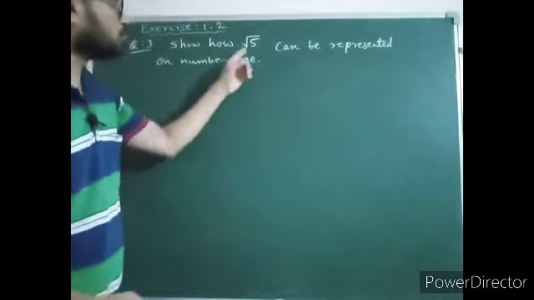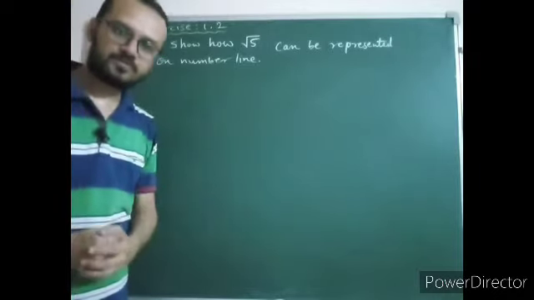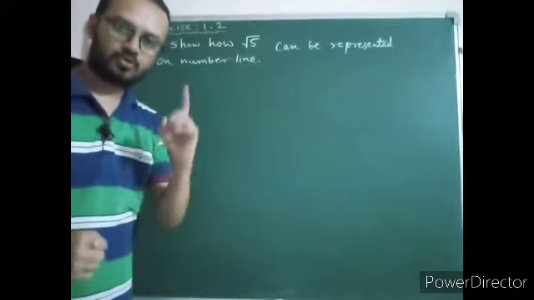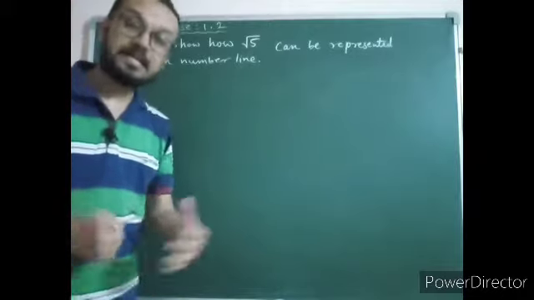Show how root 5 can be represented on the number line. In the previous questions we have seen how to show root 2 and root 3 on the number line. Now let us show root 5 directly on the number line.